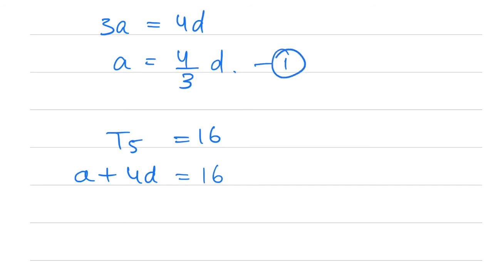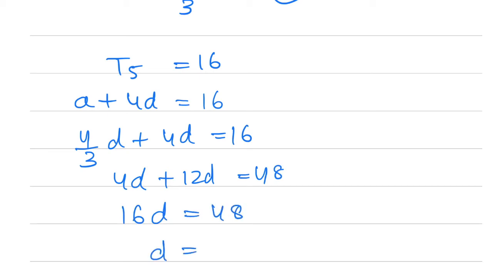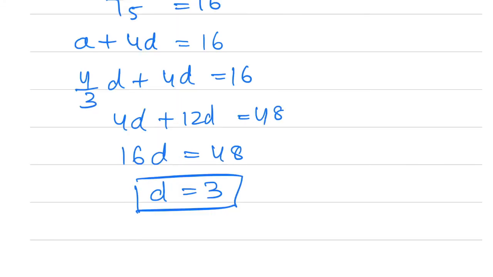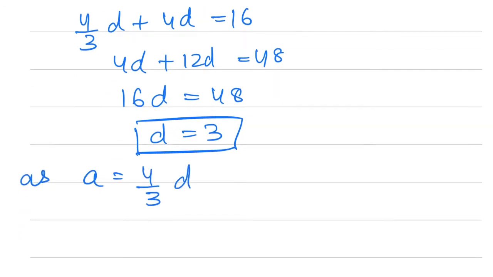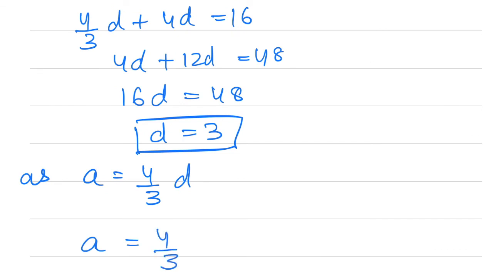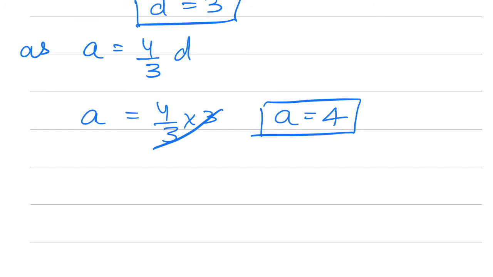We have 4 by 3 d plus 4d is equal to 16. Taking the LCM, 4d plus 12d is equal to 48. 16d is equal to 48. d is equal to 3. As a is equal to 4 by 3 d, we have a is equal to 4 by 3 into 3. So a is equal to 4. Now we have got a and d. Let's find out the sum of 10 terms.